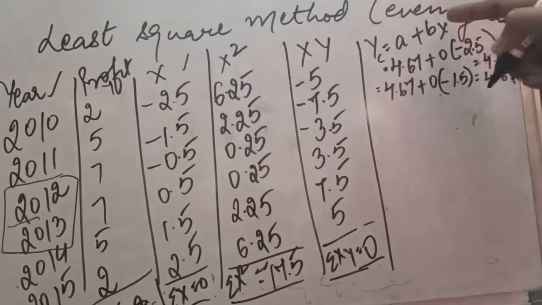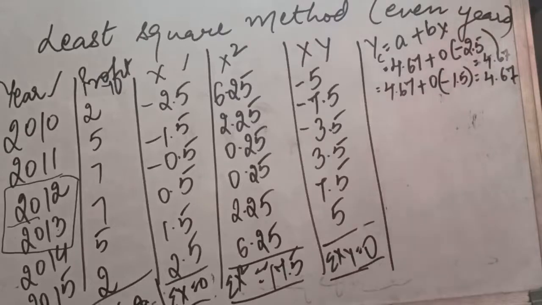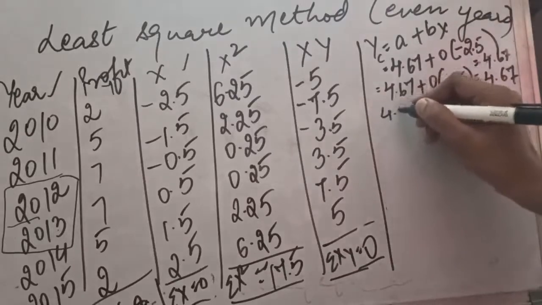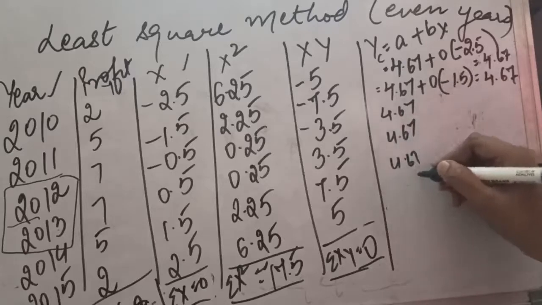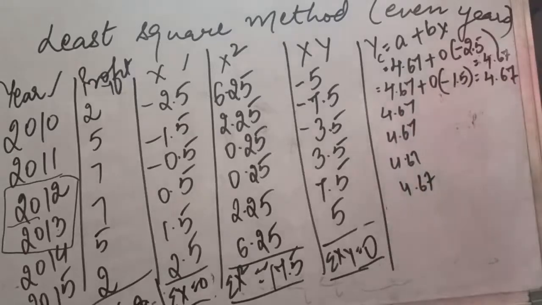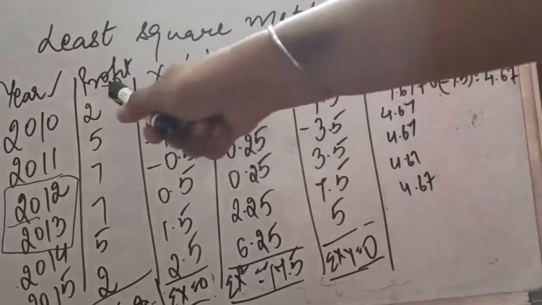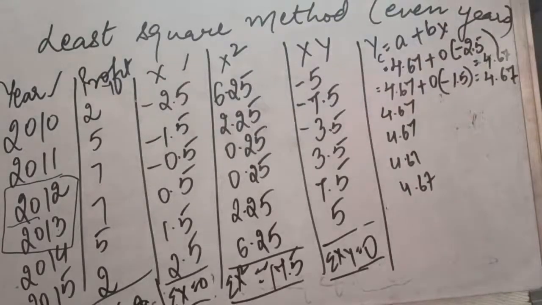So for every point, because b is 0, we do not have any slope, it is going to be the same, 4.67. So these are the trend values, this is y and this is yc. So this is how you will be calculating in case of an even number of years.